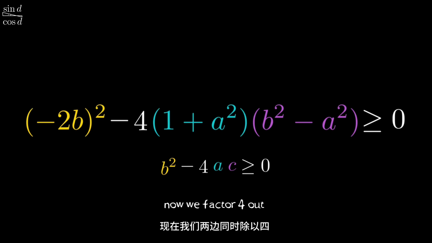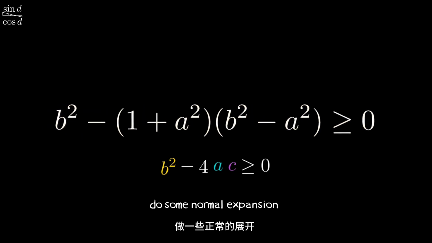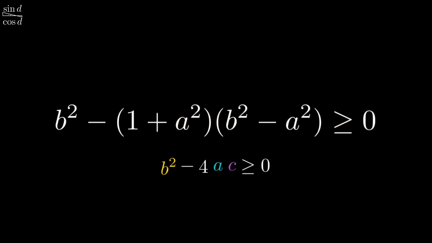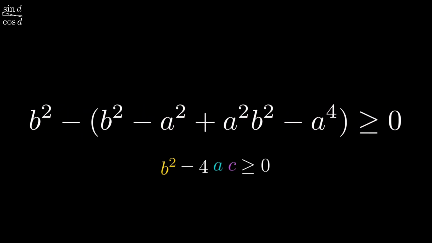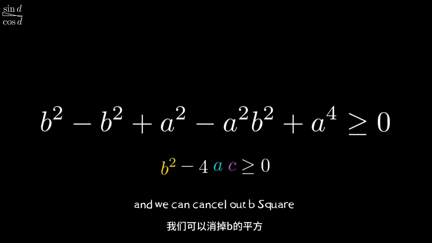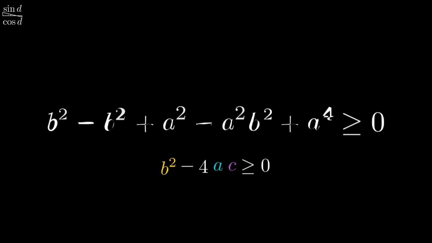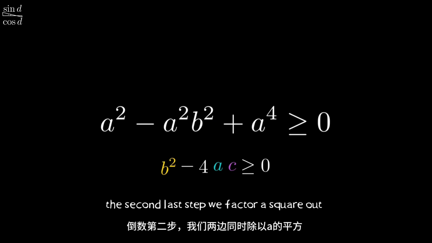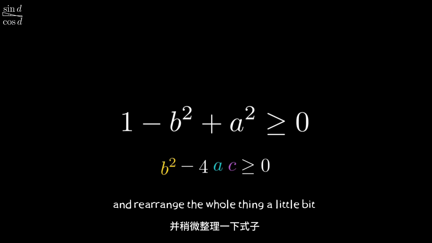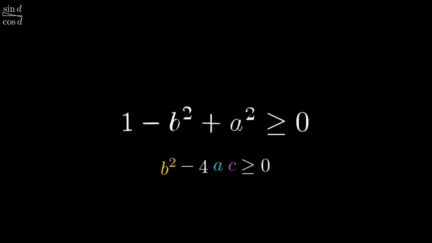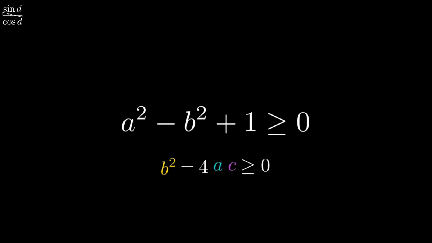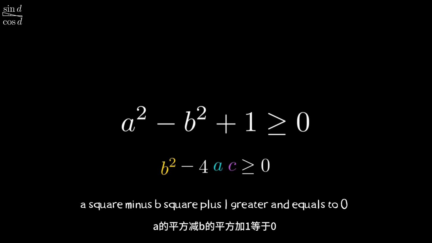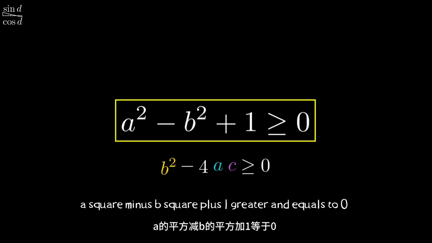Now we factor 4 out and do some normal expansion. And we can cancel out b squared. As the second to last step, we factor a out and rearrange the whole thing a little bit. A squared minus b squared plus 1 is greater than or equal to 0. QED.